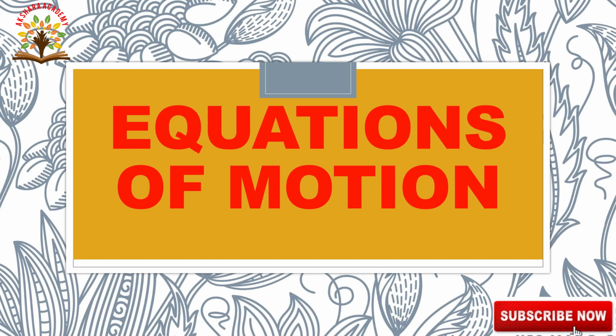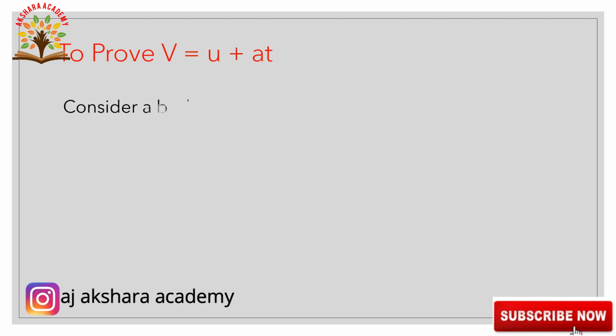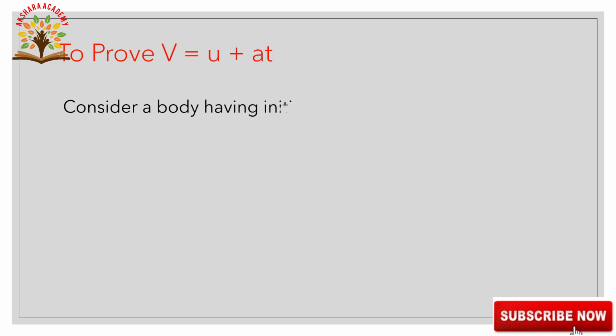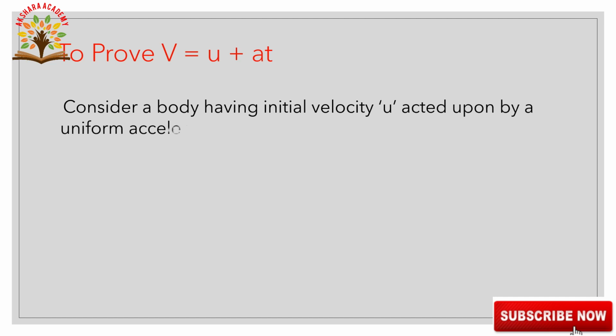Let us go for today's session, equations of motion. To prove v is equal to u plus at. Consider a body having initial velocity u acted upon by a uniform acceleration a for time t, which is in seconds, such that the final velocity of the body is v.